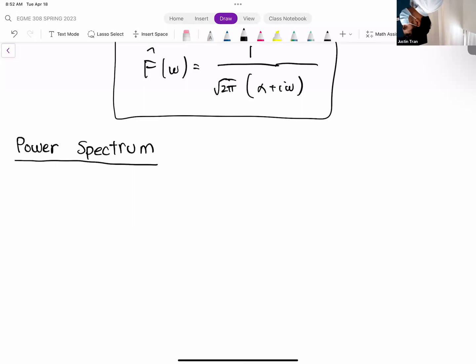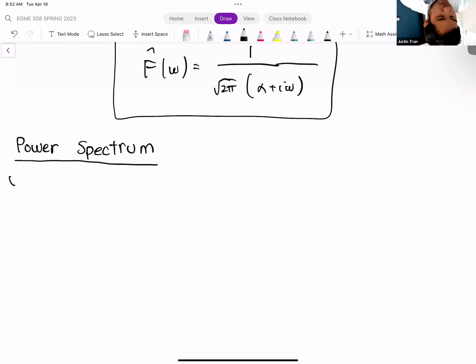The power spectrum is probably the most important application for Fourier, at least from an engineering point of view. Okay. And so even if you forget all the details of computing Fourier series, computing Fourier transforms, as long as you understand conceptually what the power spectrum represents, I would consider that a victory for this section. But still try to remember all the other stuff. Power spectrum is probably the most important thing.